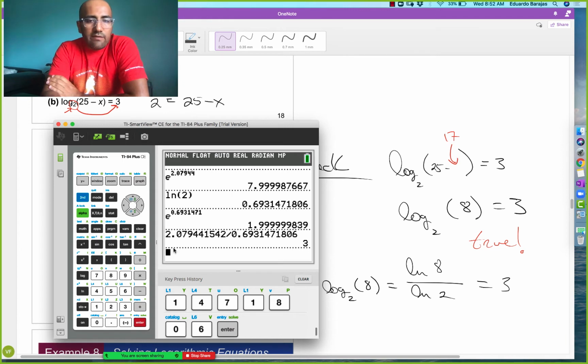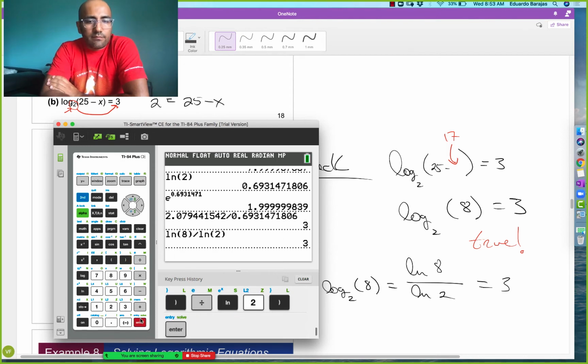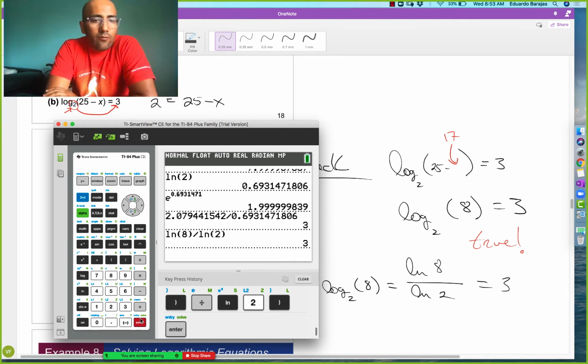Okay, well, we could have just saved ourselves a lot of the trouble here. I was just trying to point out what these decimals really represent, but really we just type it all in one sweep. Ln of 8 divided by ln of 2, and we see we get an answer of 3. Good.